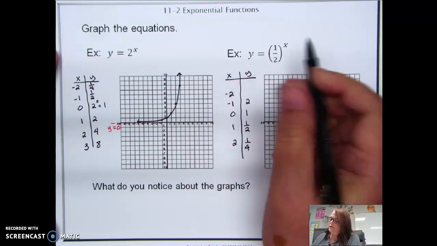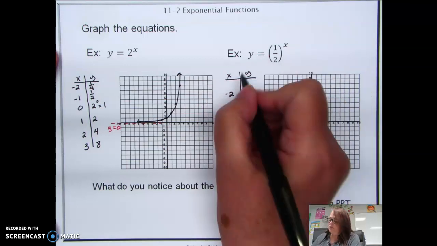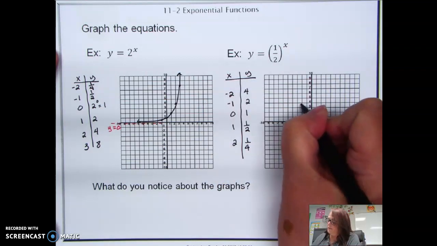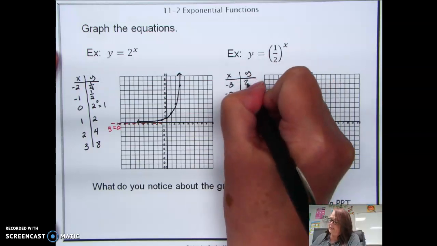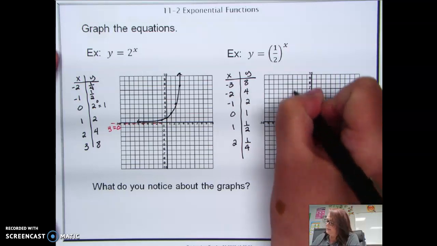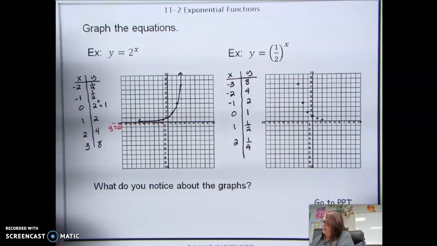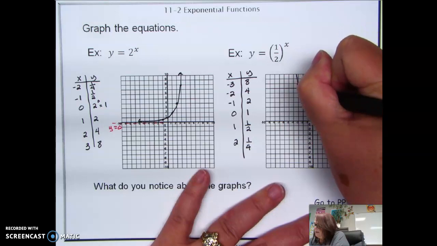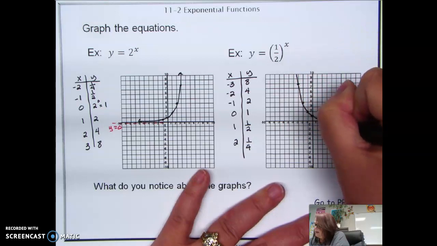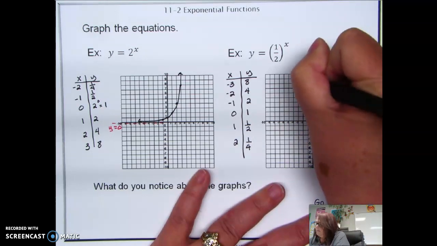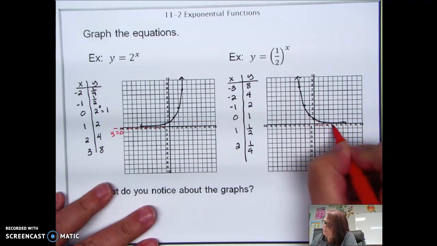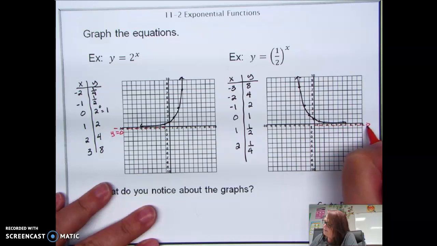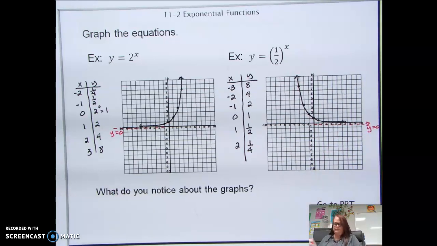And if I say -2, that means take the reciprocal and square it. So that's going to be 4. And -3 says take the reciprocal and cube it. And so that's going to give me 8. And so you'll notice this graph is going to have an asymptote because my value is never going to be negative. But instead of the asymptote going in the negative direction, this asymptote is the ray to the right, but it's still y equals 0.